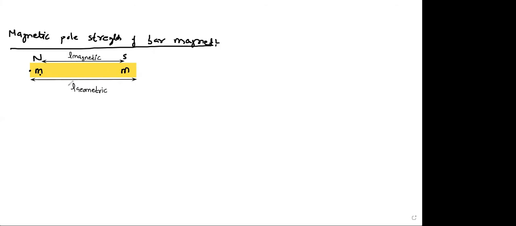Magnetic length means the separation between the north pole and the south pole. Geometric length means the length of the dipole or the length of the bar magnet. So you can say that geometric length is greater than the magnetic length. Is it clear? The concept of magnetic length and geometric length?